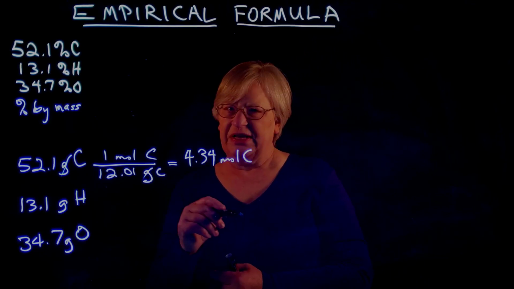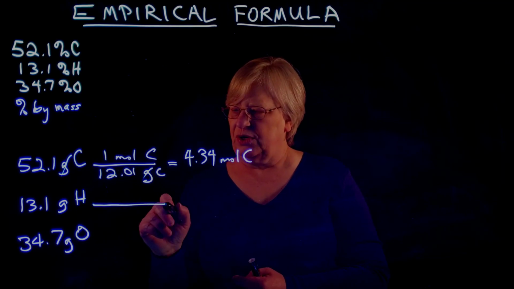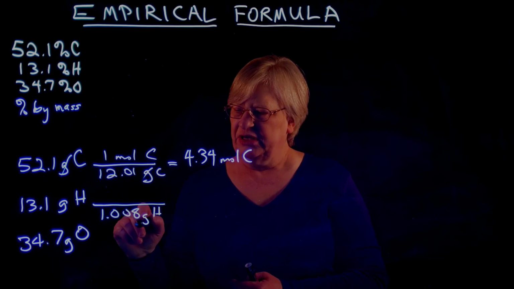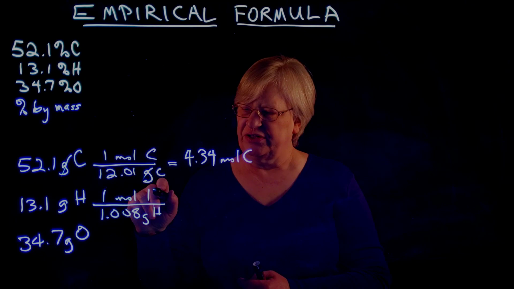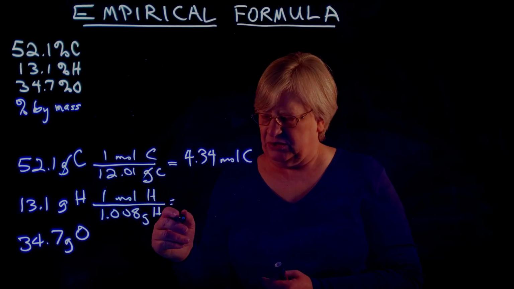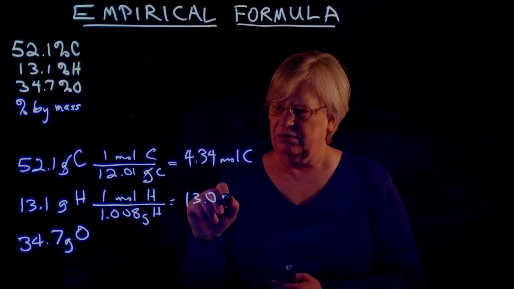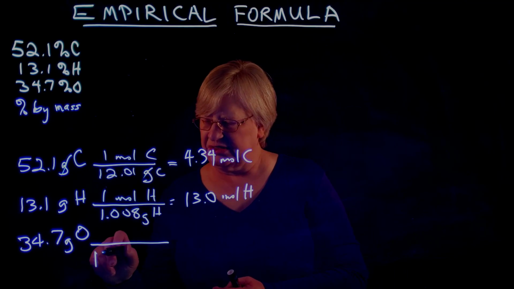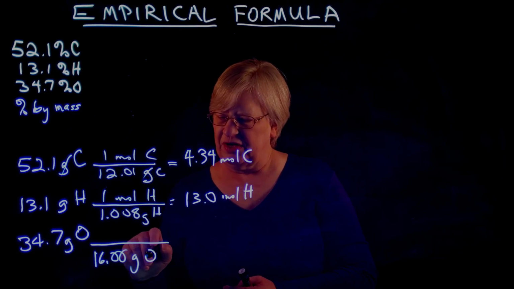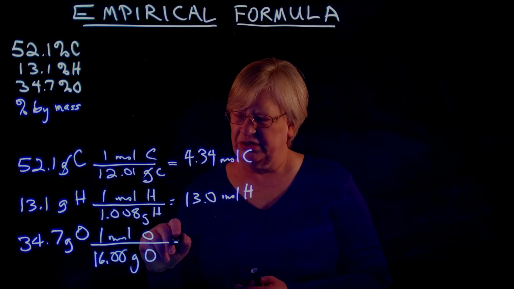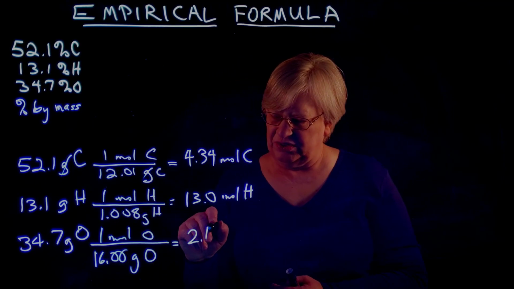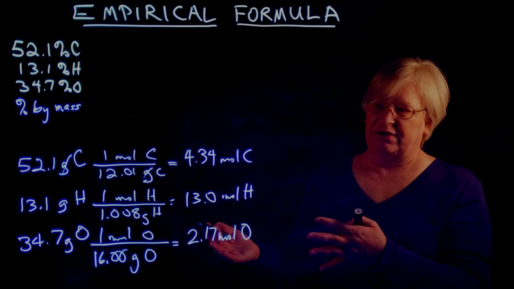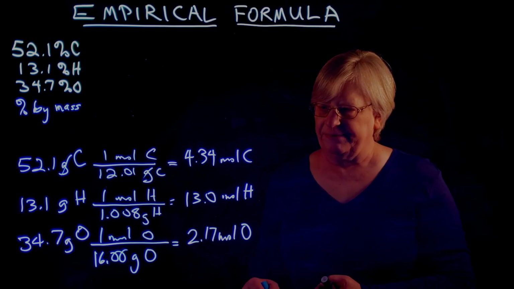All right, let's do the same thing for hydrogen, all right? So we're going to say, what is the molar mass of hydrogen? 1.008 grams of hydrogen for 1 mole of hydrogen. Comes out almost the same, right? So we're going to have 13.0 moles of hydrogen. And then we're going to do the same thing for the oxygen. I'm going to take 16.00 grams of oxygen is in 1 mole of oxygen. And I'm going to end up with 2.17 moles of oxygen. So now we have a number ratio, which is great. That's so much better than what we had before, right?